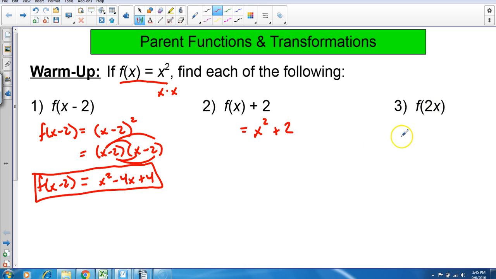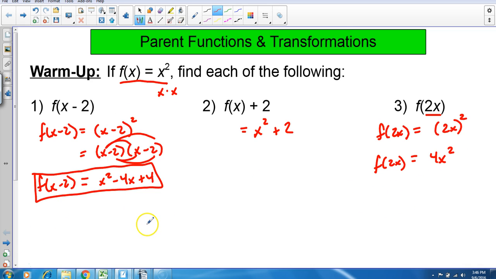F of 2x is any time I see an x, I'm going to plug in a 2x. So f of 2x is going to be equal to, I see an x is being raised here, so I've now got 2x raised to the second power. And now this is the case where we can take this exponent, the 2, or the square, and apply it to both of those terms because we're multiplying here. So f of 2x is equal to 4x squared.